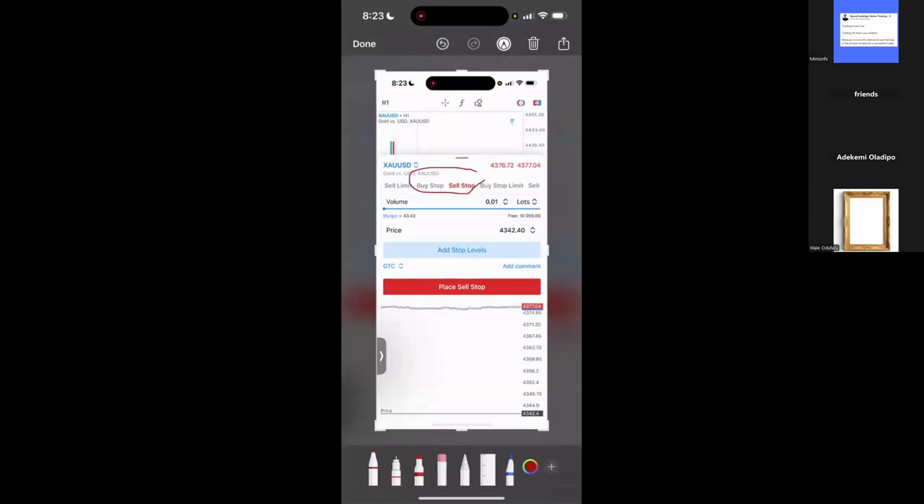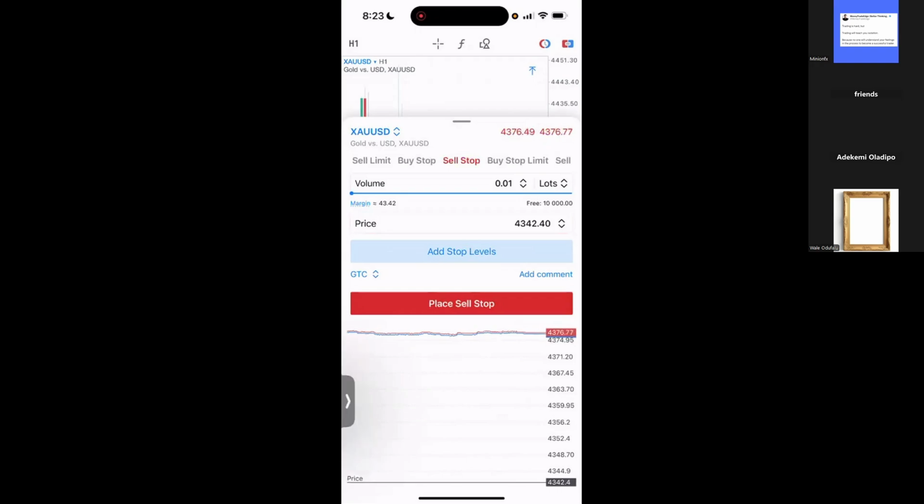Now, you can see we also have what we call volume. And volume is the same thing as what we call... damn, I've missed a trade.